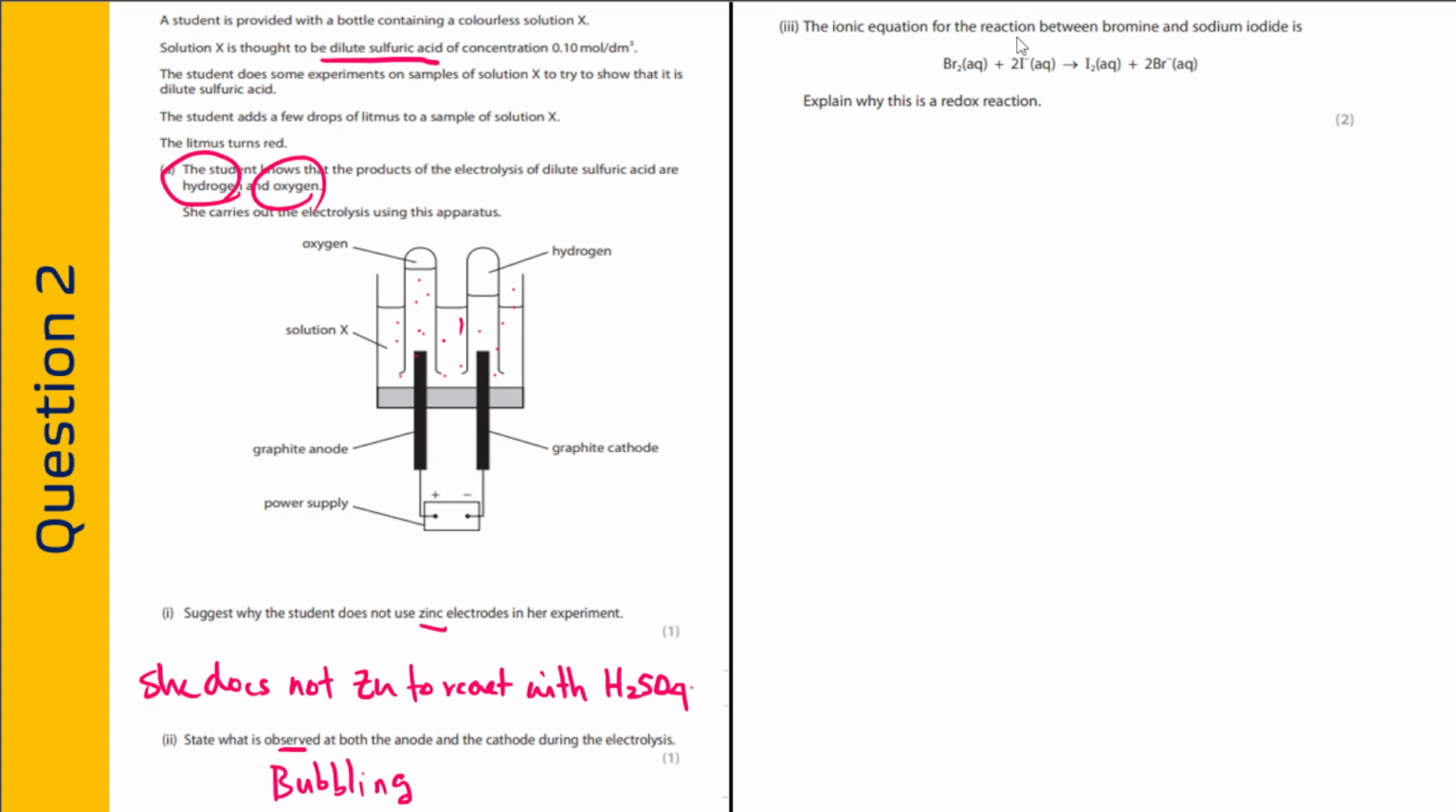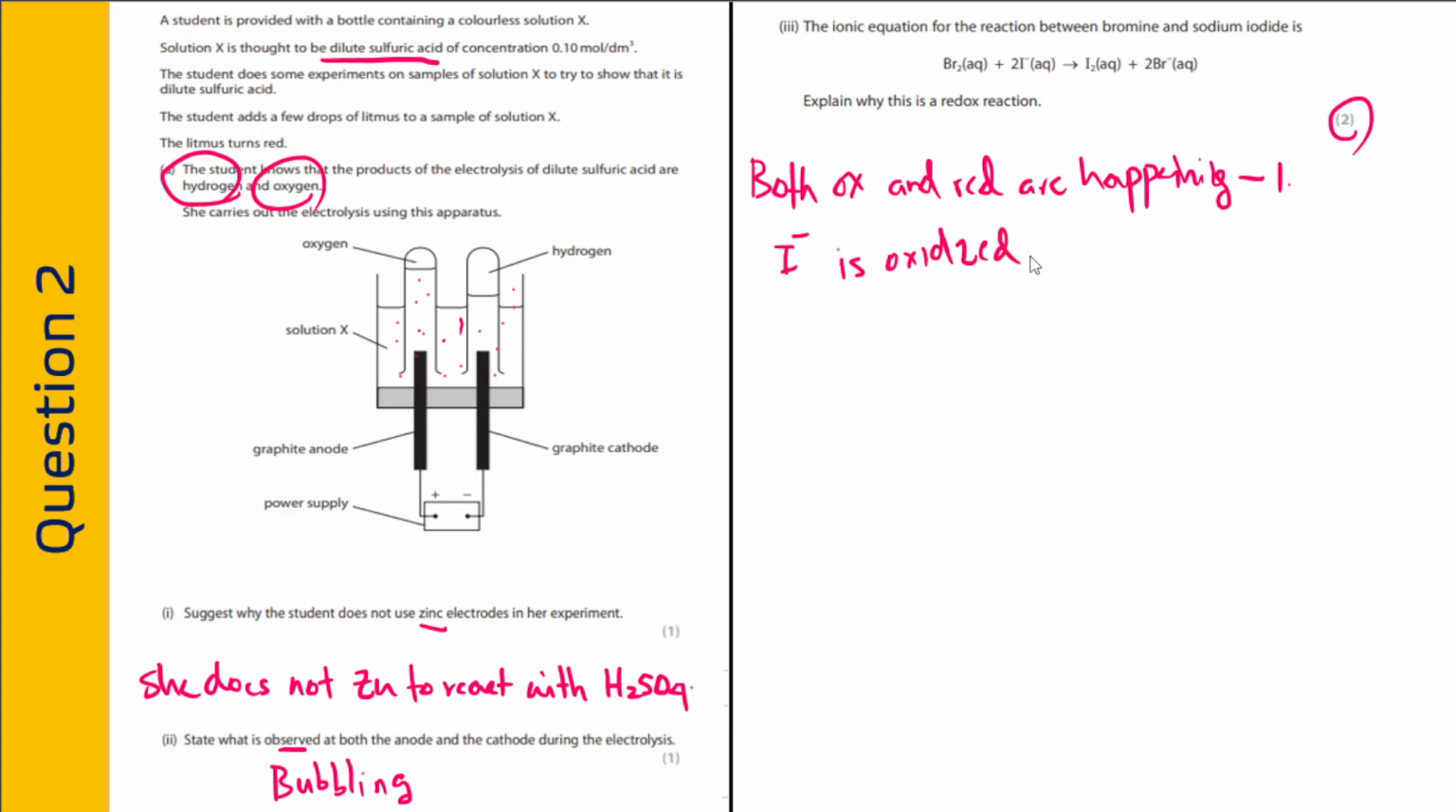The ionic equation for the reaction between bromine and sodium iodide is this one. Why is this a redox reaction? It's giving you 2 marks, so we can say that both oxidation and reduction are happening at the same time. Okay, so you should get 1 mark from it. Another way that you can score is I minus, or iodide ions, is oxidized to I2, and Br2 is reduced to bromide ions or Br minus ions. Okay, so this is going to allow you to score 2 complete marks.